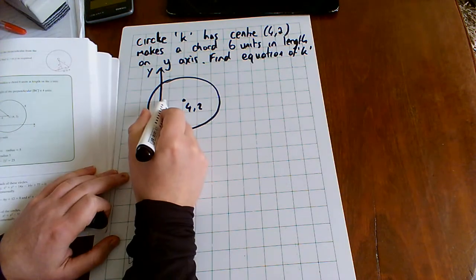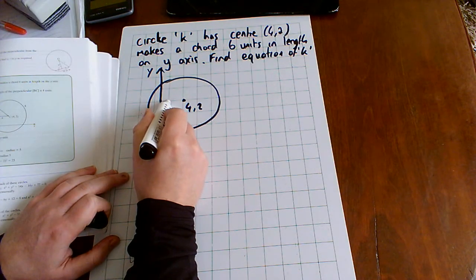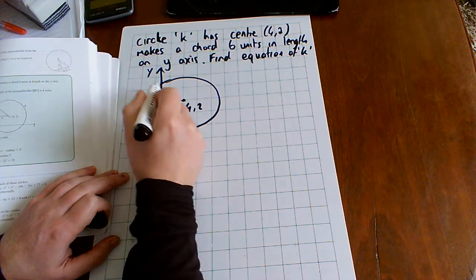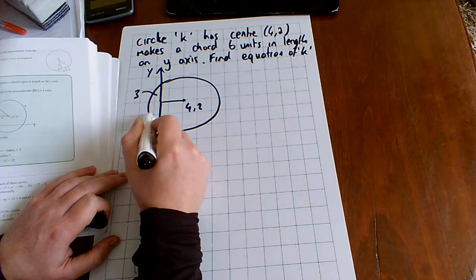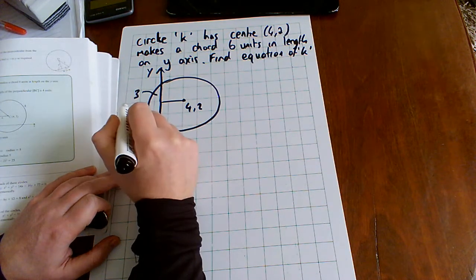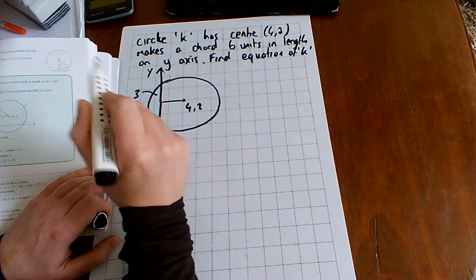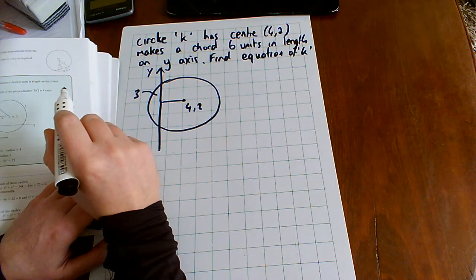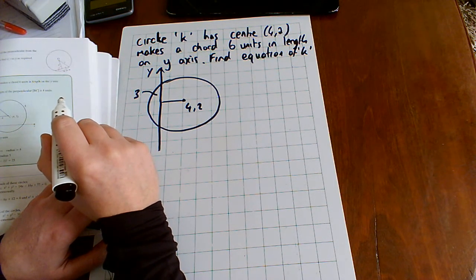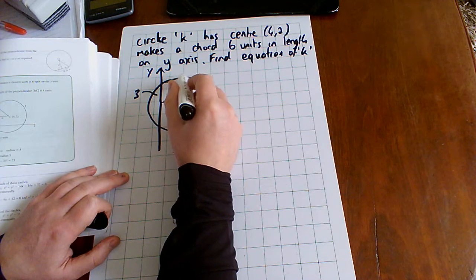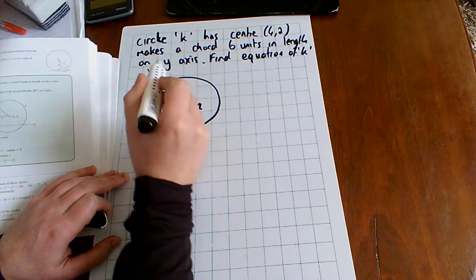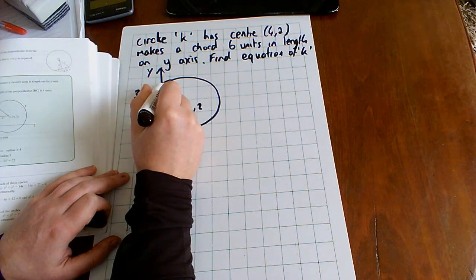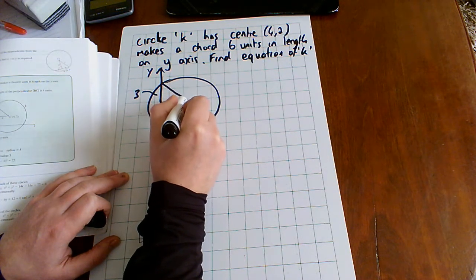Now if I draw a line from my center to my chord, I know it bisects my chord. So I know now that this length here is actually 3. This length down here is also 3. Now what does it ask us? It says find the equation of K. So we want the equation of K, the circle. So what we need is the center and we need the radius. So we know we want that line there. We need the radius.